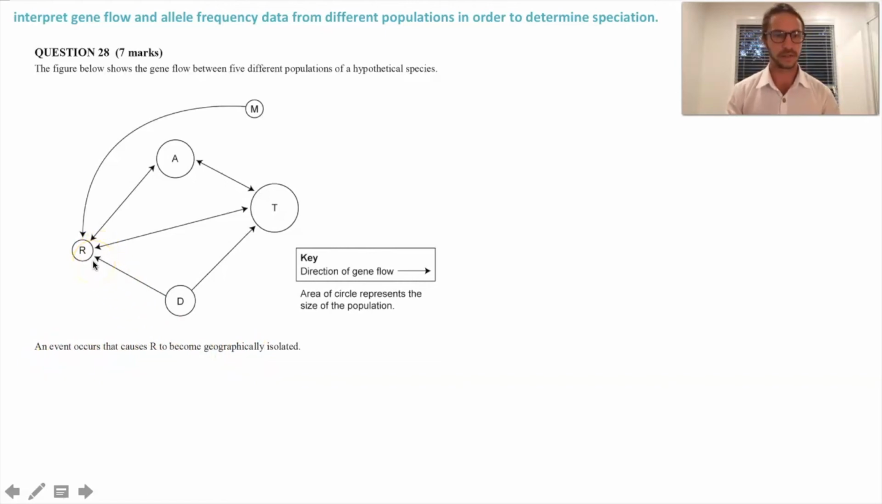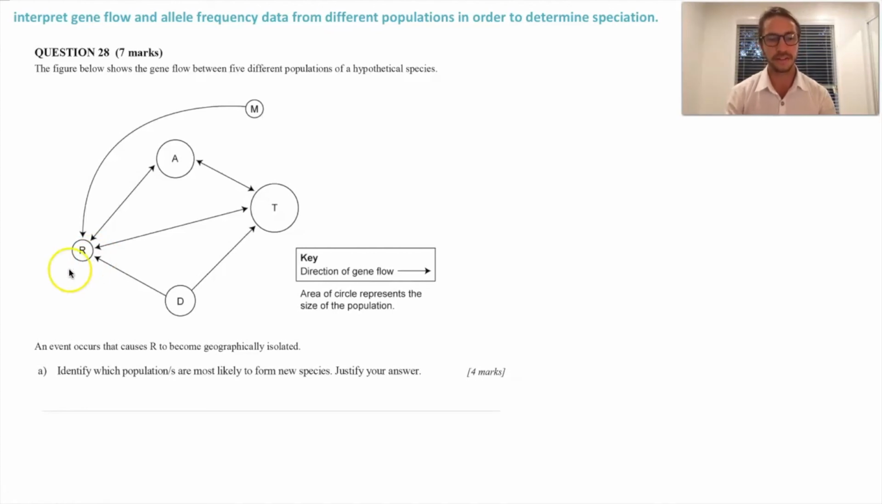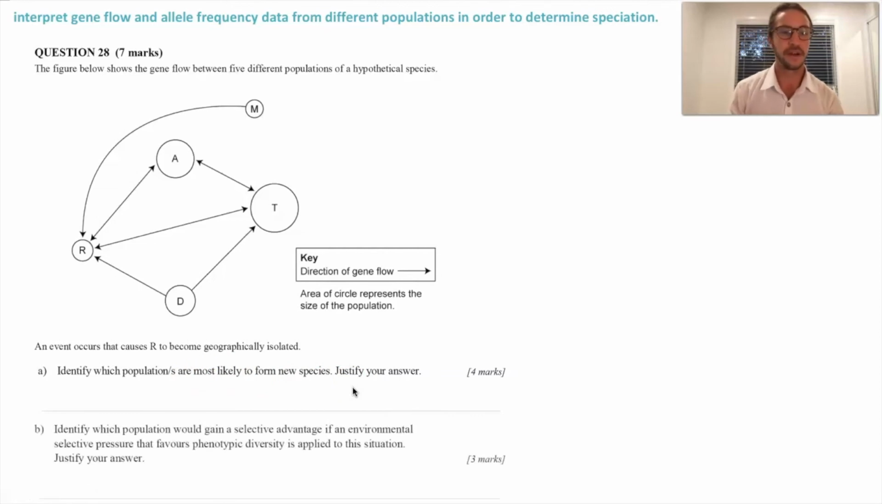Okay, so the questions. A, 4 marks. Obviously there's way more lines, but I just cropped it for the video. Identify which population or multiple populations are most likely going to form new species, and justify your answer. I'll give you B as well. It says to identify which population would gain a selective advantage if an environmental selective pressure that favors phenotypic diversity is applied to this situation, and justify your answer. So pause the video here and see how you go.